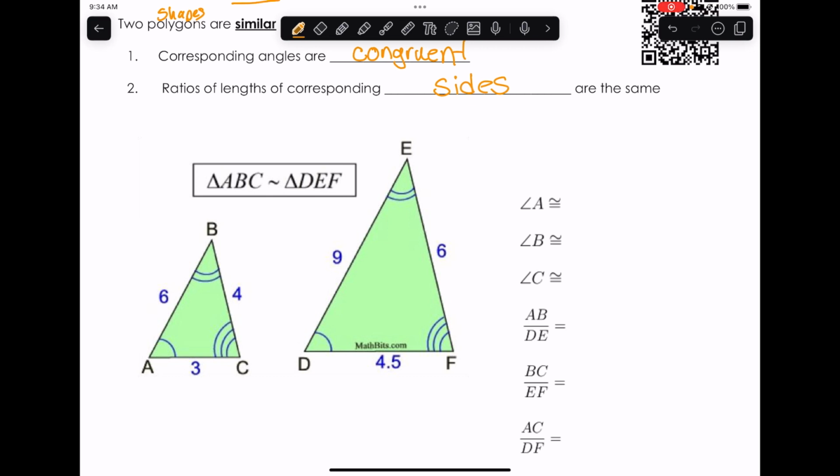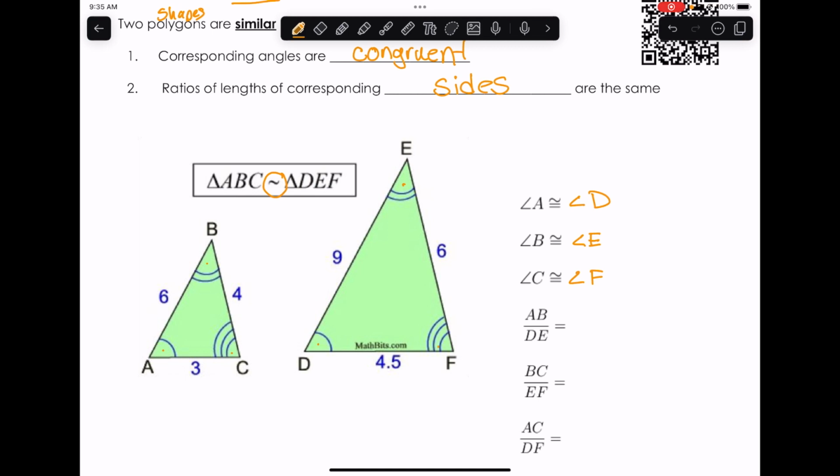So if we look here, if this is our symbol for similar, so if these triangles are similar, then angle A and angle D must be congruent. Angle B and angle E, and angle C and angle F.